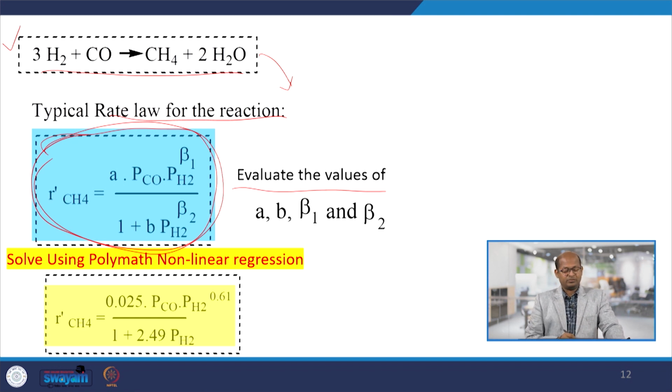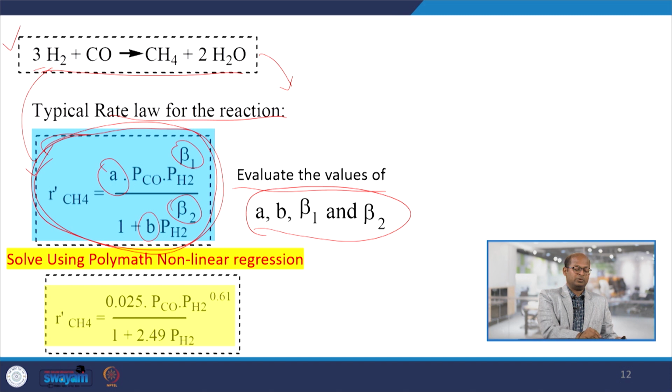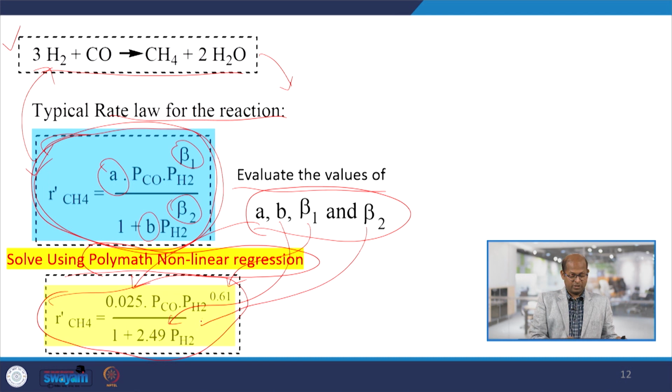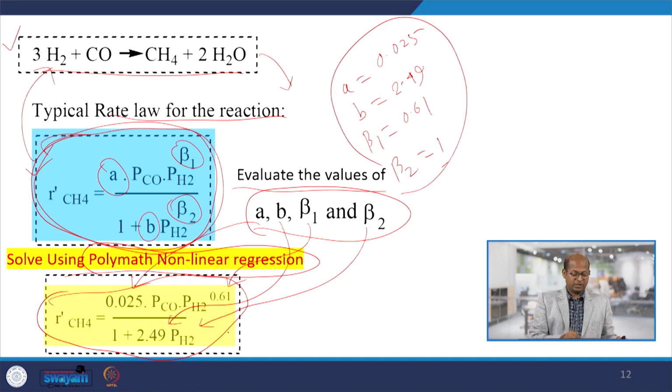Here are the parameters we have to evaluate; this is a nonlinear equation with A, beta 1, beta 2 and B. These are the 4 parameters we have to find to show that this rate equation is applicable and validated for designing a reactor. We have these equations and these tables, so using Polymath nonlinear regression we can get them. The values are A equals 0.025, B equals 2.49, beta 1 equals 0.61 and beta 2 equals 1. So using nonlinear regression, these tables and this rate equation are helpful.